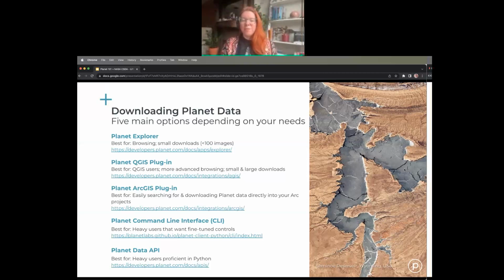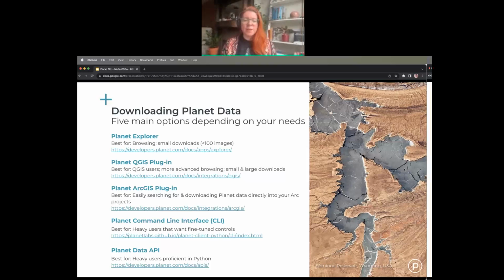So there are 5 different ways you can interact with the data depending on how much data you need to download and how command line savvy you are or what type of software you like to use. The easiest one for folks to get started is Planet Explorer, which is our graphical user interface that we'll take a look at in a minute. And this is great for browsing around, clicking on the map, and downloading small amounts of data, so less than 100 images at a time.